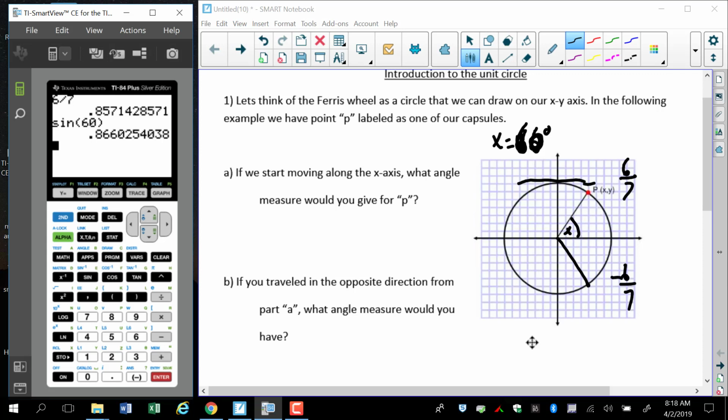Again, if you type in sine of negative 60, because we're in a negative direction, it should give us the negative value of this, which means we're down that way. So sine just tells you how far up or down you are from the midline at any given point on this periodic function.